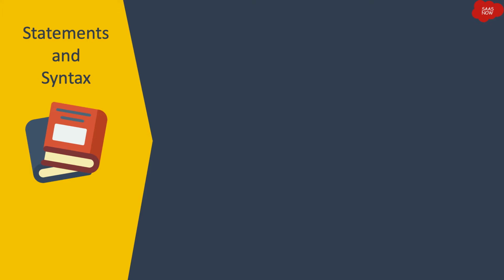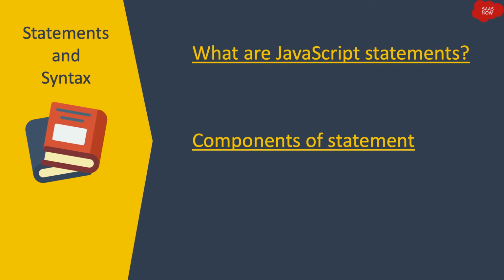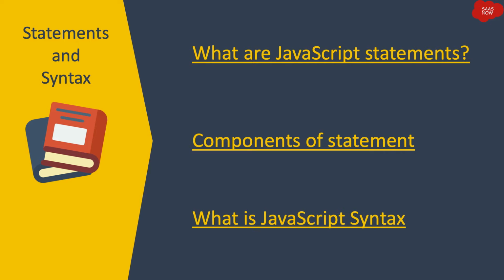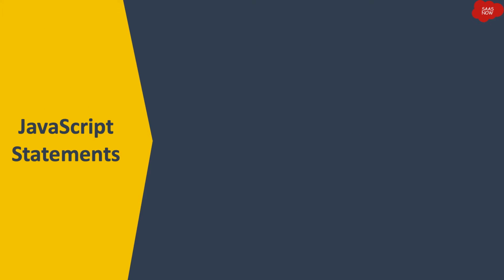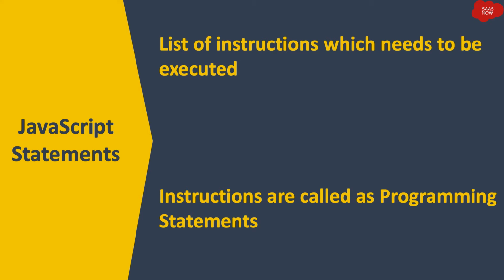In this section, we will learn what are JavaScript statements, components of statement, what is JavaScript syntax. Starting with what are JavaScript statements. JavaScript statements are list of instructions which needs to be executed to perform some action. These instructions are called as programming statements, and we call them as code as well. You can write a program which can have list of programming statements.